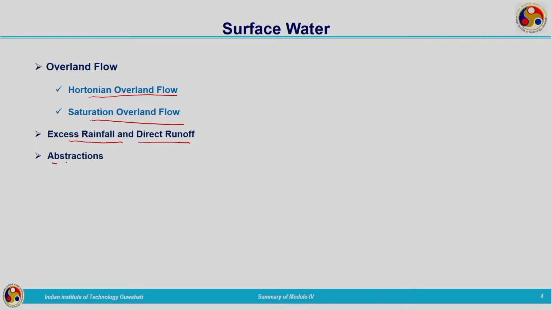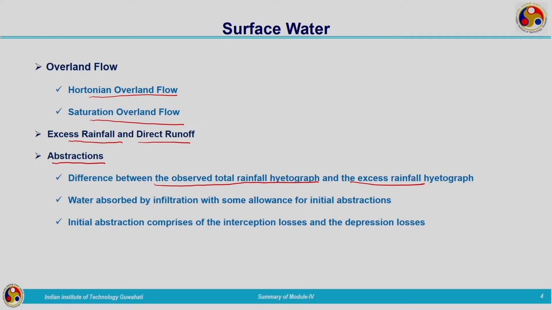After that, we have seen what is meant by abstractions, that is the difference between the observed rainfall and the excess rainfall. That difference, where it is going, it is lost as abstractions. So, during the time of rainy season or during the time of storm, we will be considering only the infiltration losses and the other losses such as interception and depression together as abstractions.